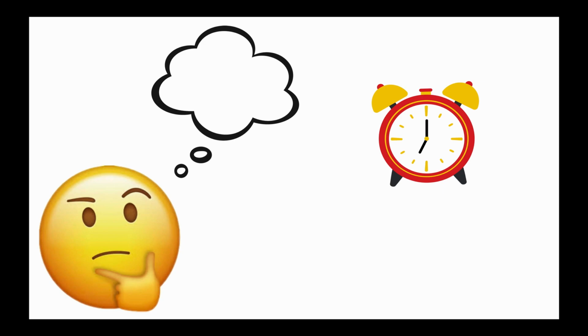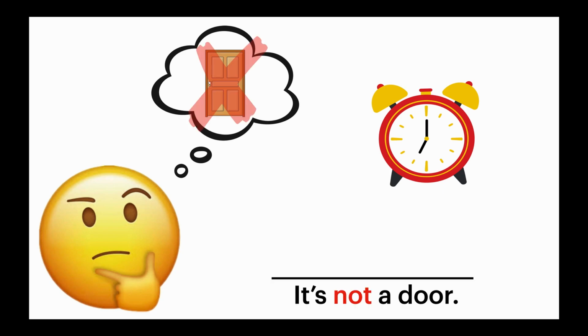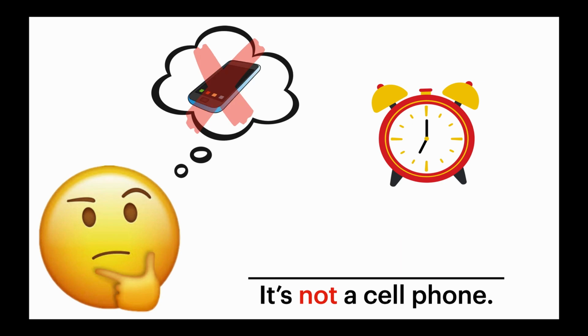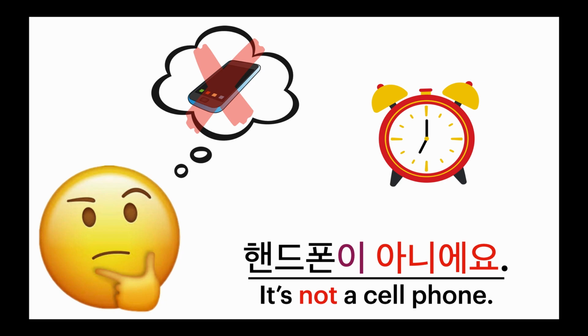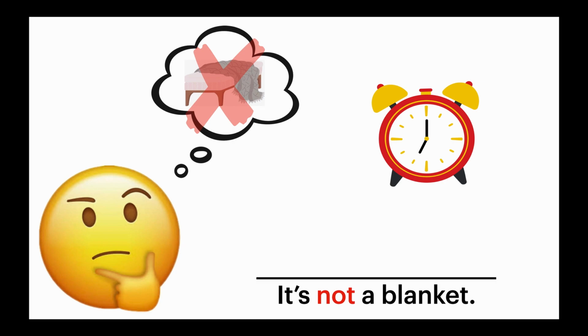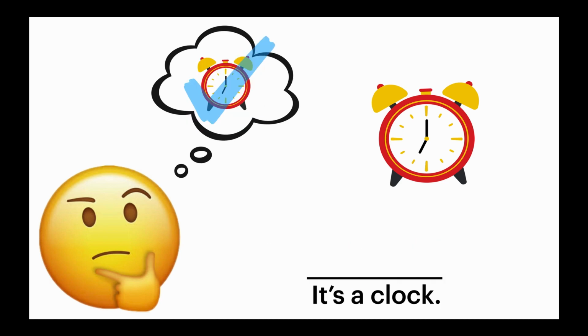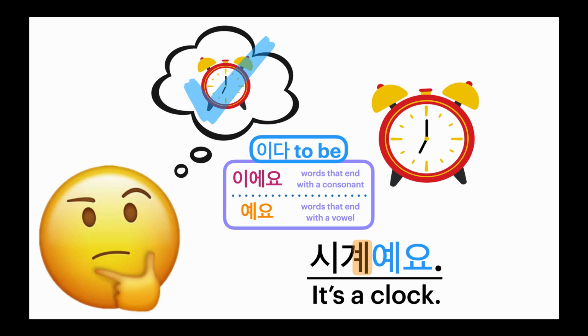Okay, what about that thing? What is that thing called again? Well, it's not a door, we just saw one of those. 문이 아니에요. And I'm pretty sure it's not a cell phone, even though cell phones can also tell time. 핸드폰이 아니에요. And it's definitely not a blanket, that would be uncomfortable. 이불이 아니에요. Oh, I know, it's a clock. 시계예요. And because 시계 ends with a vowel, we're going to add 예요 this time. 시계예요.